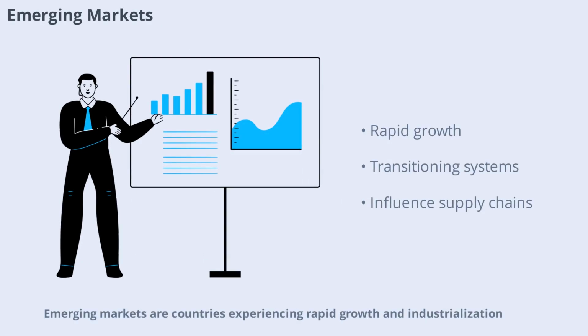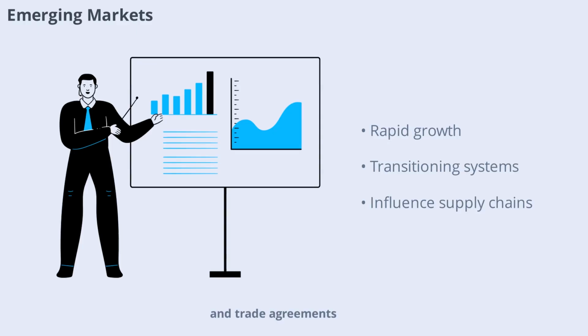Emerging markets are countries experiencing rapid growth and industrialization. Their economic systems are often in transition, blending elements of capitalism and socialism. These nations play an increasingly important role in global trade, offering new opportunities and challenges. Examples include China, India, and Brazil. Emerging markets influence global supply chains, investment flows, and trade agreements.